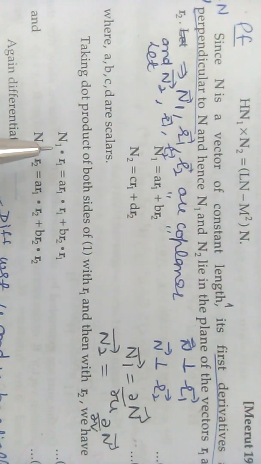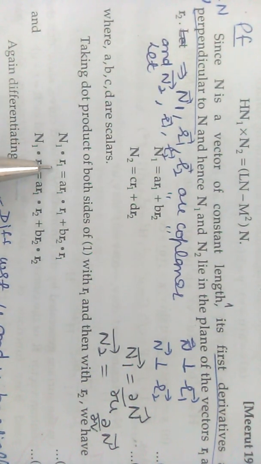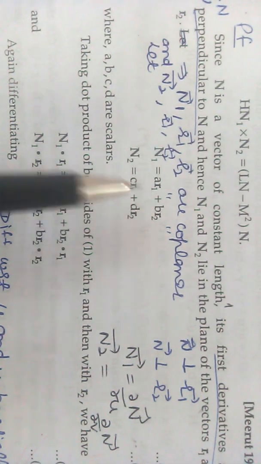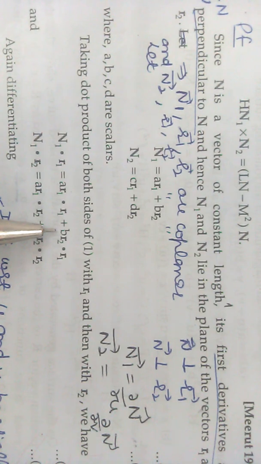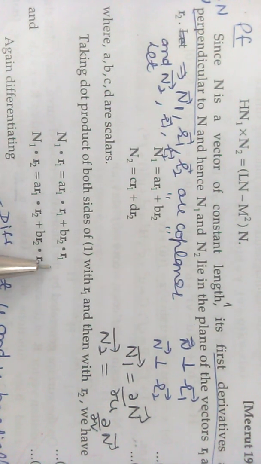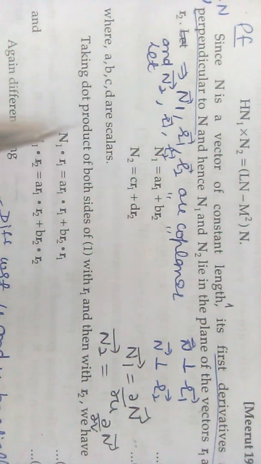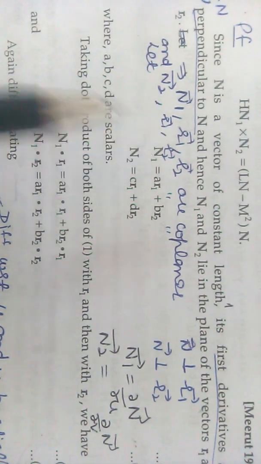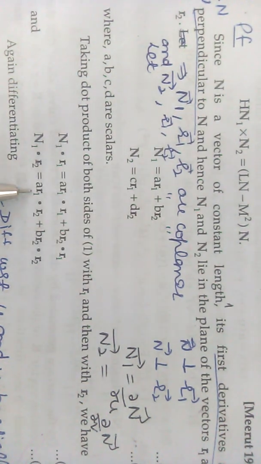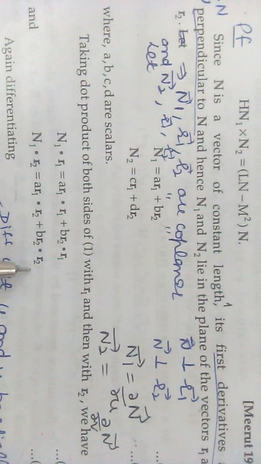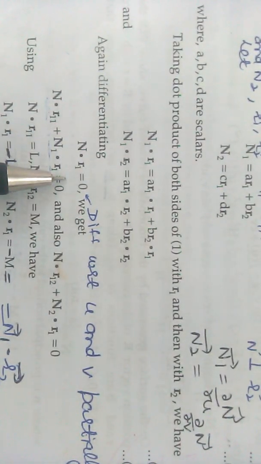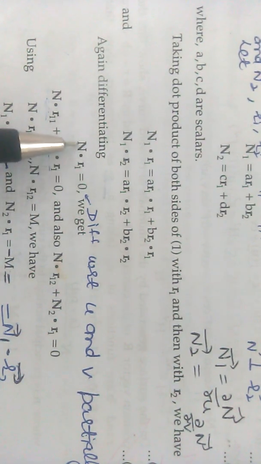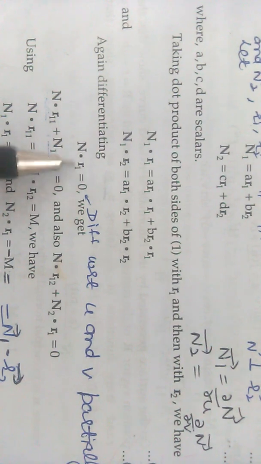So here the dot product with r1 gives n1 dot r1. On the right hand side we get a r1 dot r1 plus b r2 dot r1. Now taking the dot product with vector r2 in this equation, this will become n1 dot r2. Here we get a r1 dot r2 plus b r2 dot r2. Now because the vector n and vector r1 are perpendicular vectors, since n is the normal unit vector to the surface and r1 is a tangential vector to the surface, their dot product will be 0.